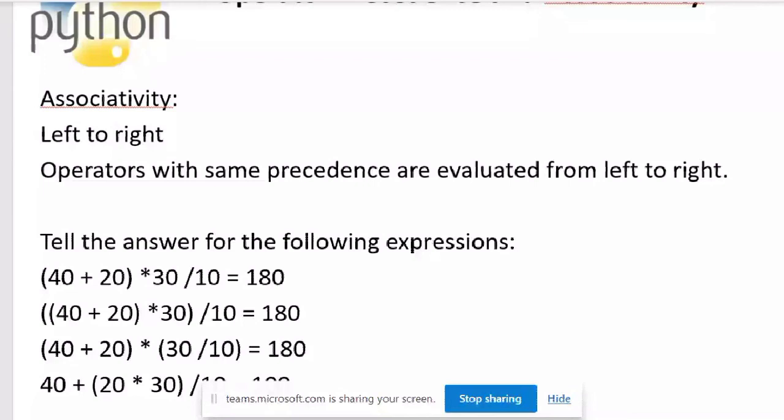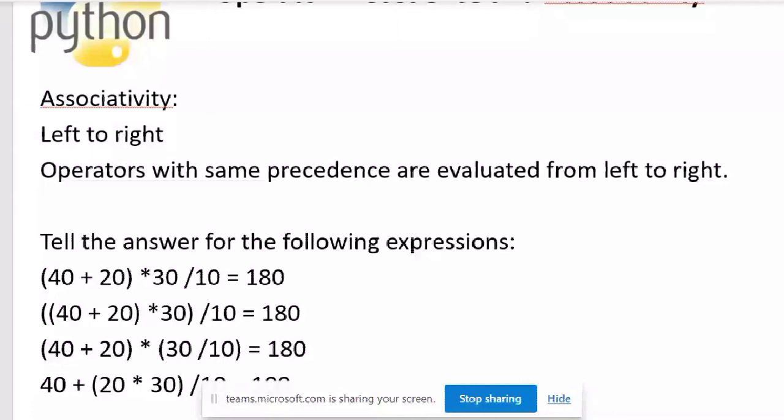1800 divided by 10 is 180. Okay, in the next example, which is the one that is getting first evaluated? Because there are 2 parentheses, which is the one getting first evaluated? Innermost parenthesis. Okay, what is the operator in the innermost parenthesis? Plus, obviously. Yeah, plus is the one. So again, same concept, you'll get 180.